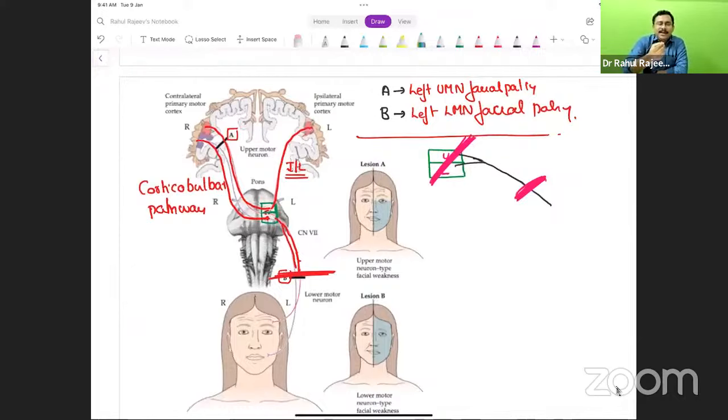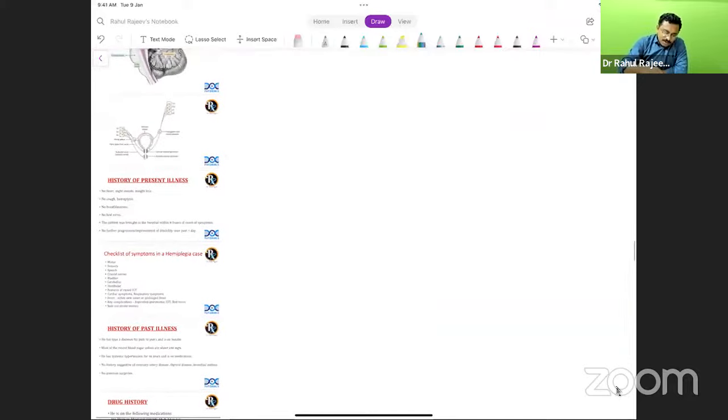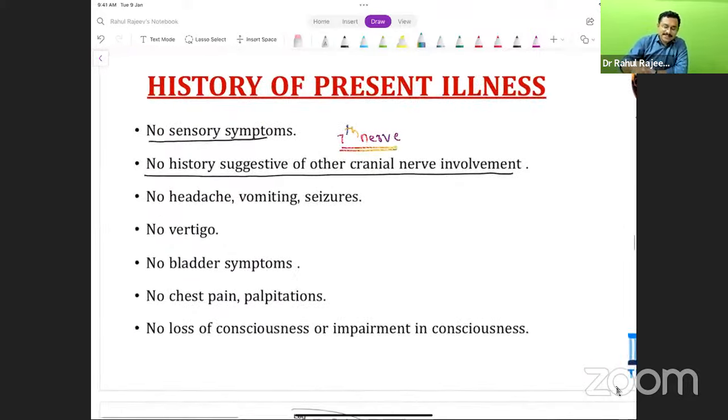But if you want to know some more detail, you have heard about the genioglossus muscle. Which is the nerve that supplies it? The hypoglossal nerve. So the part of the hypoglossal nucleus that supplies the genioglossus muscle also only gets contralateral innervation. Even if you don't remember that, it is okay. But the seventh is very important. The seventh and this small part of the 12th are unique in that they receive corticobulbar fibers only from the opposite side, that is the lower part of the face. So why is it important to ask about any history suggestive of other cranial nerve involvement? The reason is very simple. I want to see if there is involvement of the brainstem.